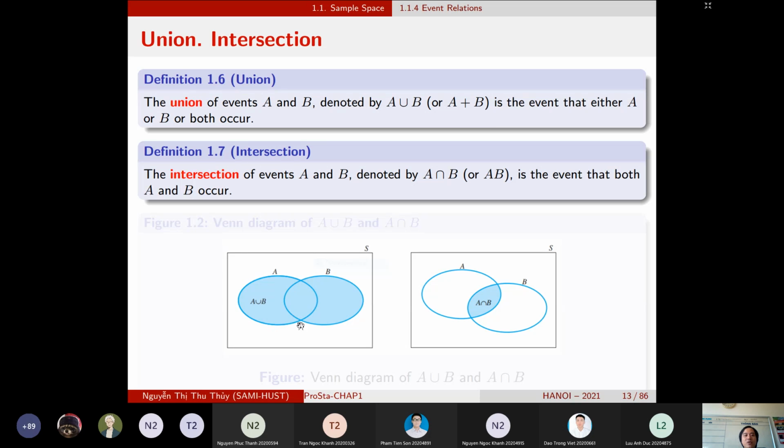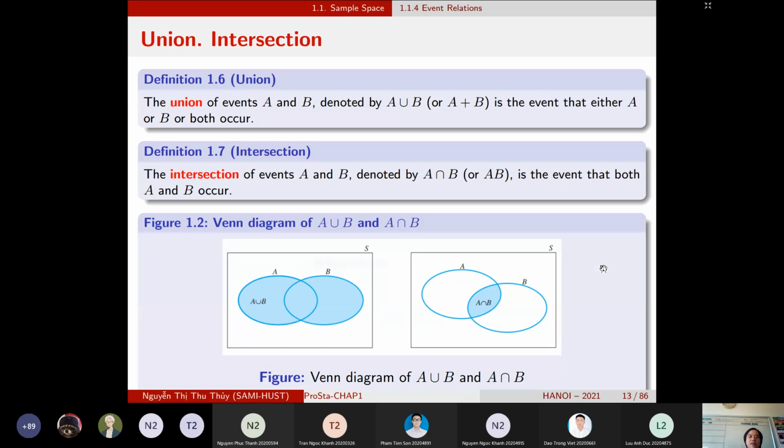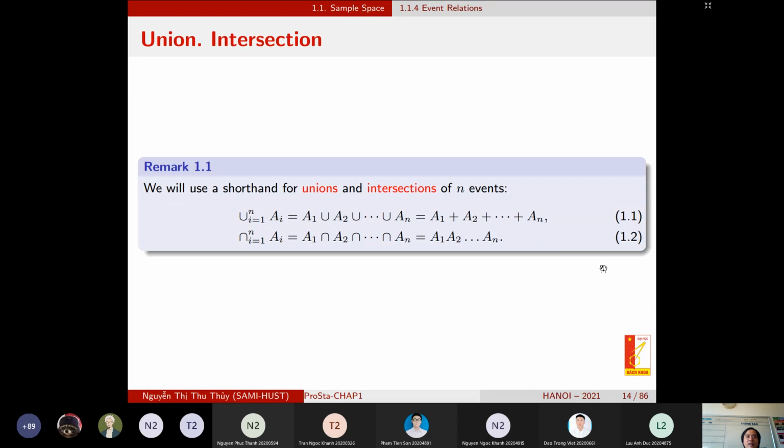We can use the Venn diagram to show the union in this way. And the intersection of two events A and B is the event that both of them occur. We use the Venn diagram for the intersection like this. The notation for the union is A cup B, with the cup upward, and the downward cup is for intersection. And we can extend our definition to n events in this way.